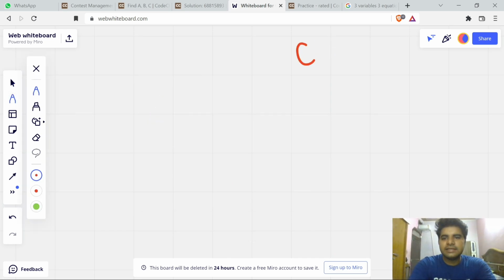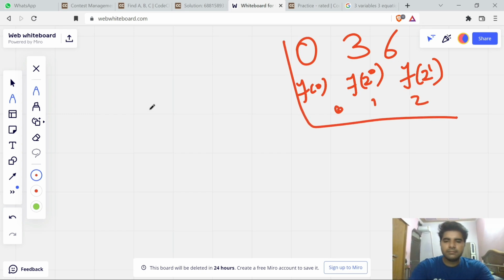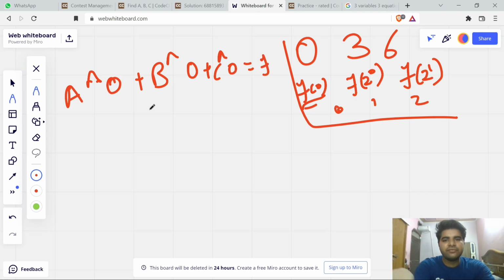So 0, 3 and 6. This is f0 and this is f1, that is 2 to the power 0 I can write, and this is f of 2, that is 2 to the power 1. This is 0, 1, 2. So what is f0? f0 is nothing but A XOR 0 plus B XOR 0 plus C XOR 0. I know any number XORed with 0 is that number itself, so this will be A plus B plus C equals f0.